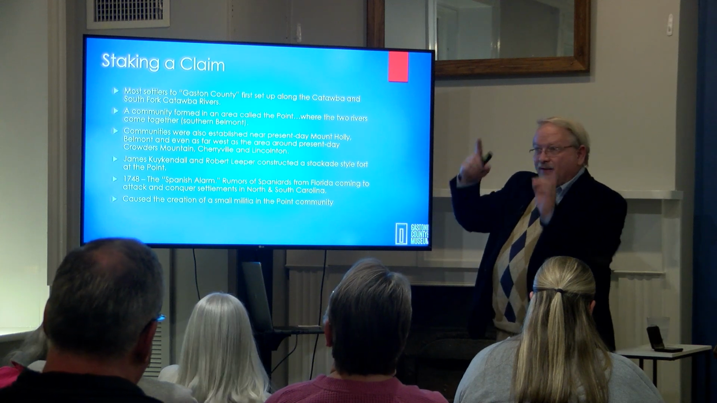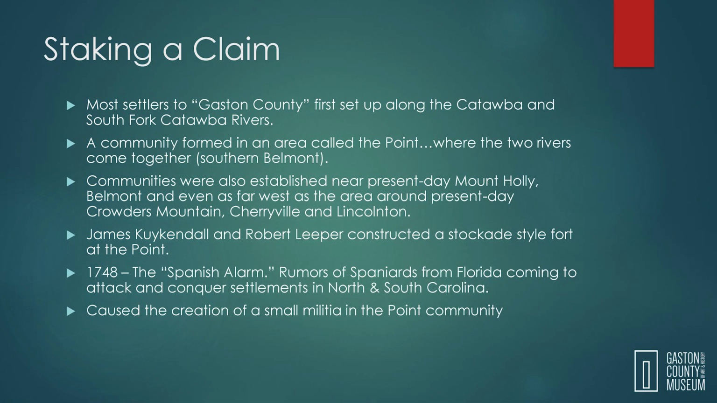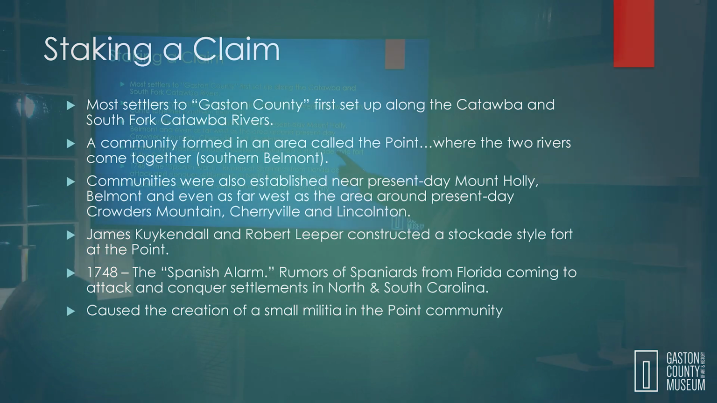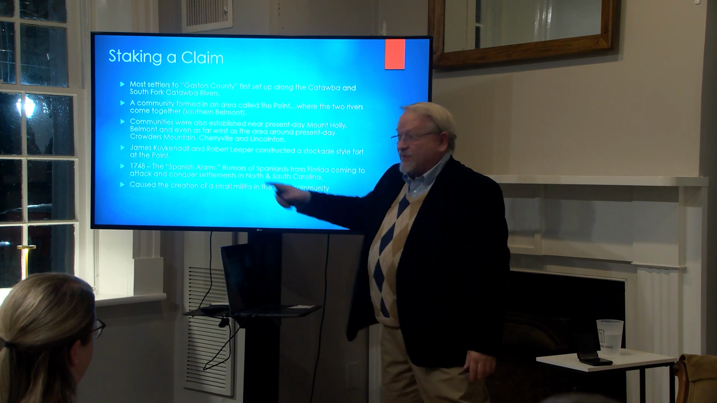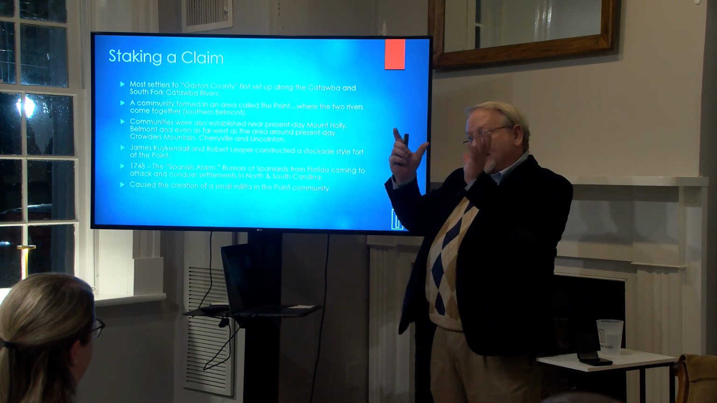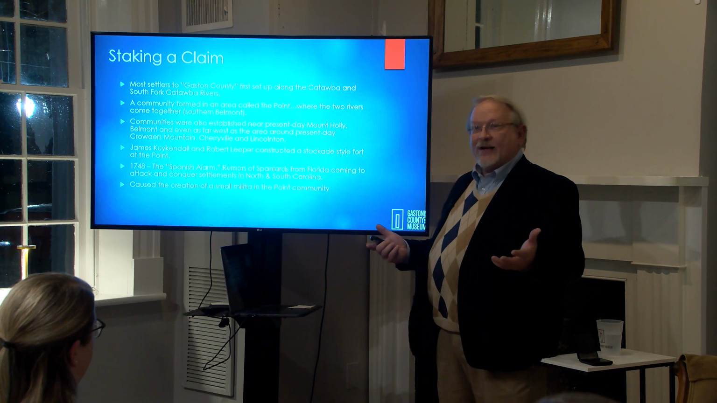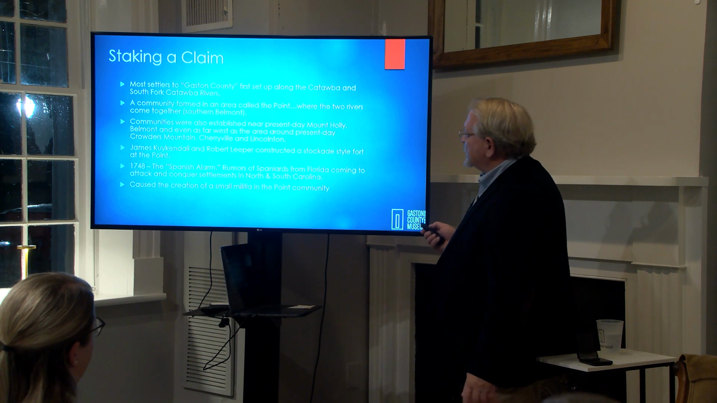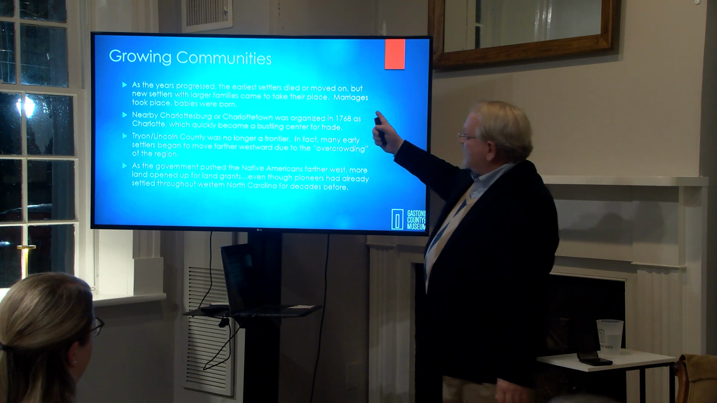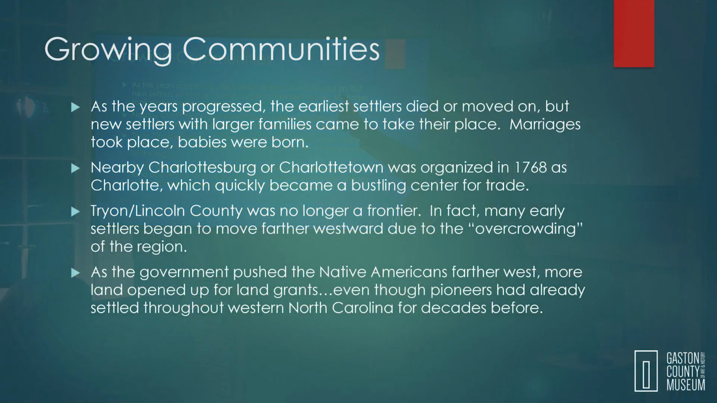Most of our settlers started at the Point, which is where the South Fork and the Catawba River come together. That was where the first settlements took place. However, they did eventually go settle around Crowder's Mountain and Cherryville and Lincolnton. There was a fort built at the Point because of the Spanish alarm. They thought the Spanish groups were going to come up and try to take the colonies back. So they formed a militia, never needed it. Spanish never came back. The growing communities, as they grew, Charlotte came into being about the same time that Tryon County was formed. It was no longer a frontier.